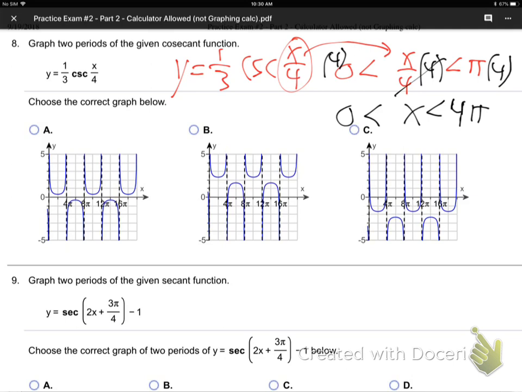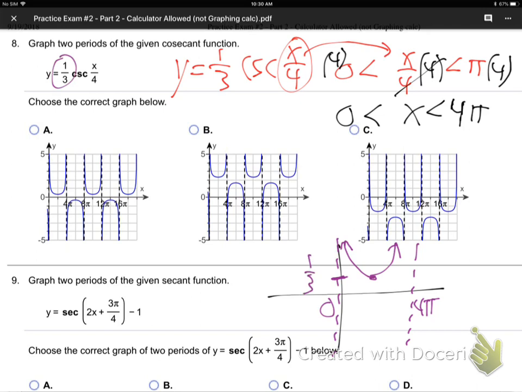So the real cosecant graph should have vertical dotted lines between 0 and 4 pi, huh? So right here at 0, right here at 4 pi, okay? Good so far. Now what does the cosecant do between its boundaries? Well, it does a U-shape between its boundaries, doesn't it? Now remember, where does it normally start? Normally it's at 1. But with the 1/3 in the front, it'll start at 1/3.